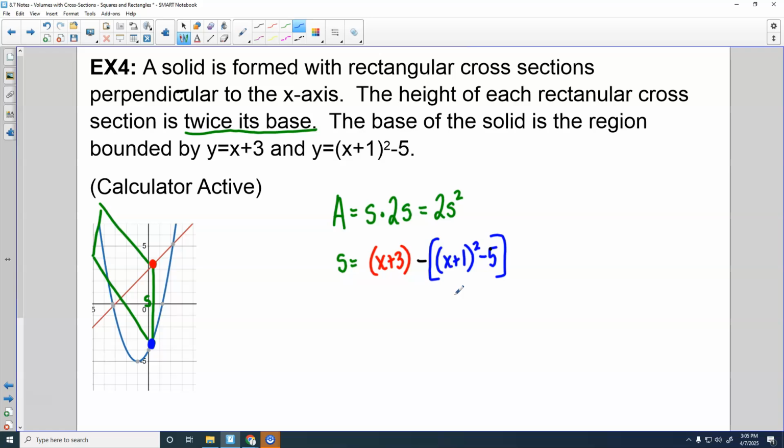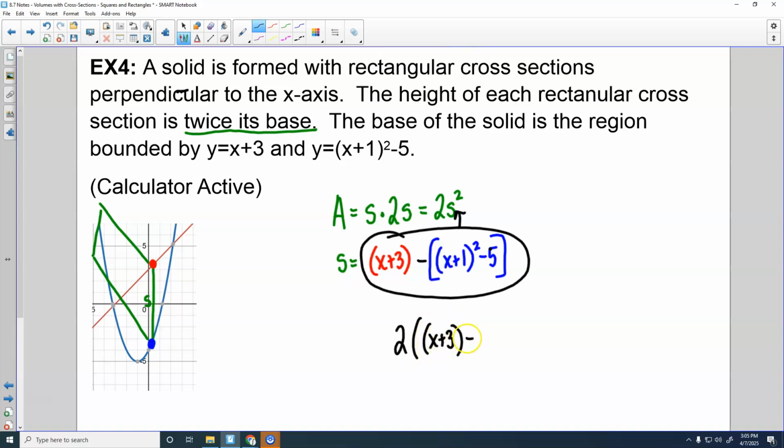And so for our area, we can take all of this, you can see why they're making this calculator active, and we can plug it in for our S. So we'll have 2 times (x plus 3 minus ((x plus 1) squared minus 5)) squared. That would be my area formula, which is what I need to integrate.